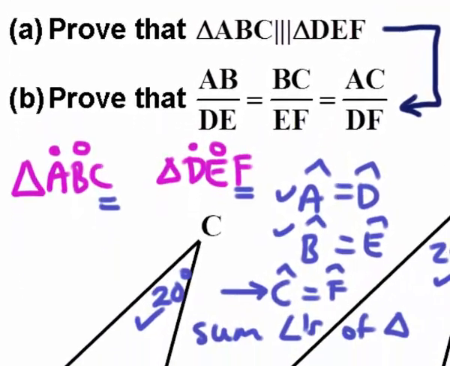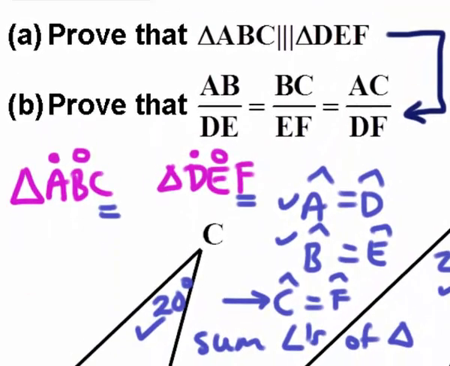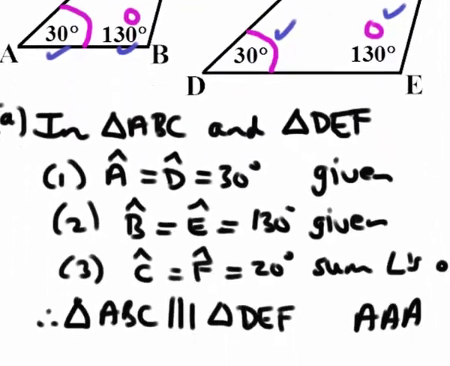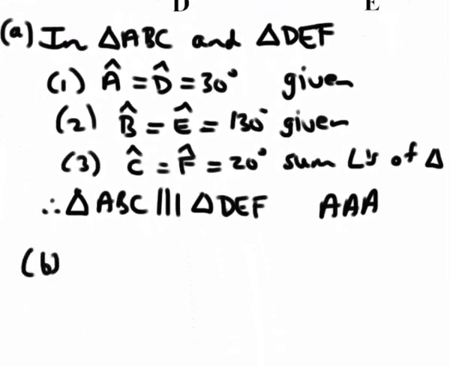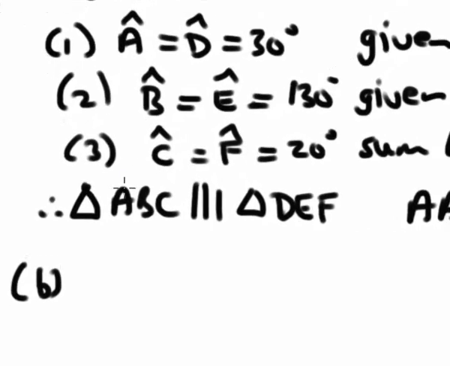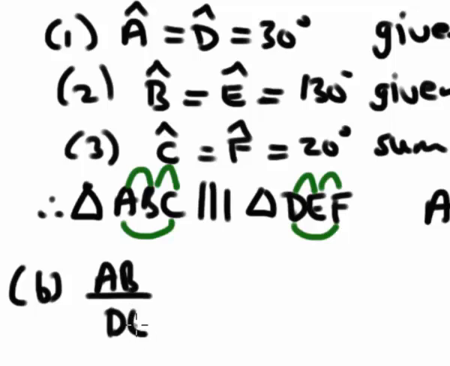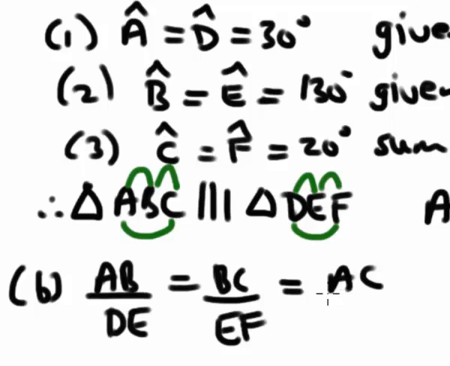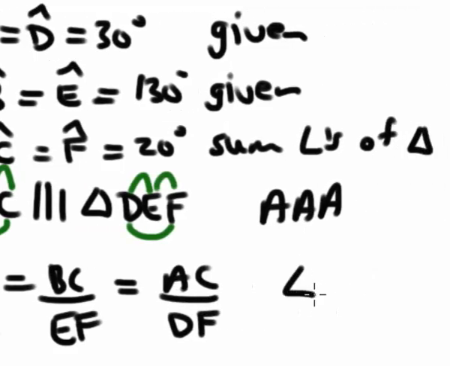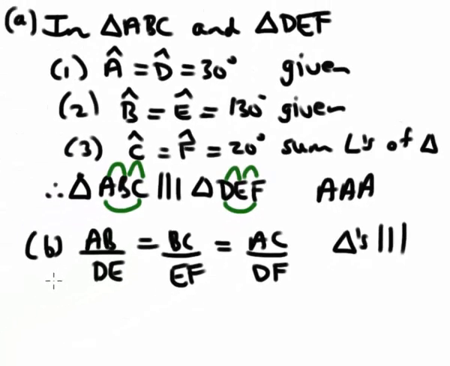What does the B part say? We'll create the ratios. Can you prove that those ratios are true? If we do a little frog face, where's my green? Here we go: AB over DE, BC over EF, AC over DF. So we can immediately say AB over DE is equal to BC over EF is equal to AC over DF, and that's because the triangles are similar, and because they're similar, the corresponding sides are in the same proportion. And there you've got it.